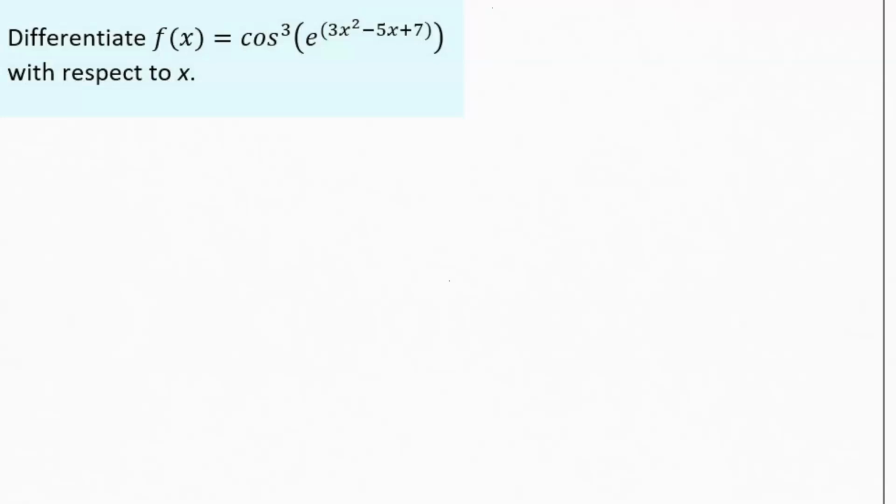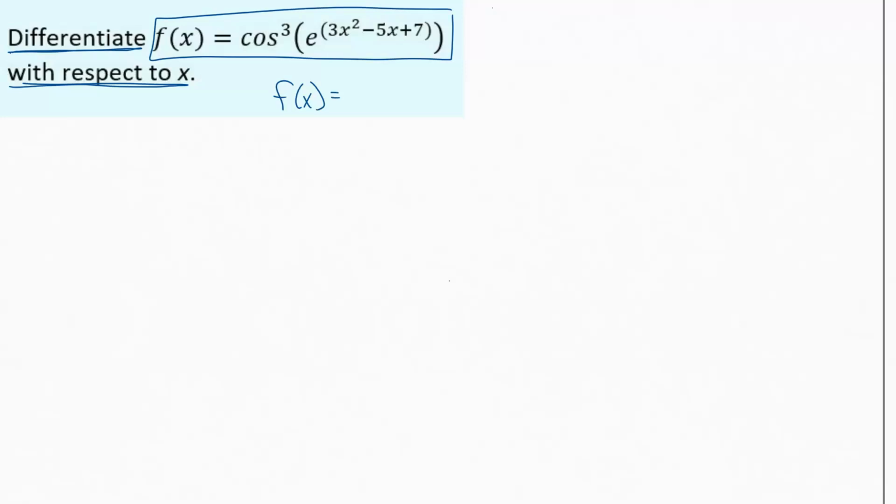In this example, we're being asked to differentiate, which just means find the derivative of this given equation right here, and then they throw in that language with respect to x. That's just telling us the variable that we care about. So when we look at this function to start with, we have the cosine to the third of e to the 3x squared minus 5x plus 7.